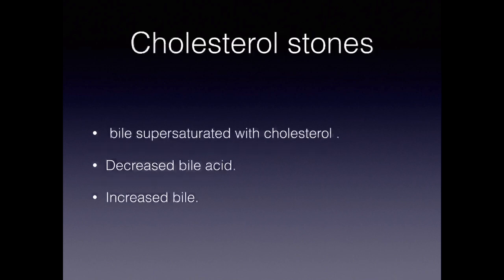Now, let's talk about cholesterol stones. For details, go to the previous video. We will be explaining more in that one. This is just a review of the last video. Cholesterol stones are formed when the bile is supersaturated with cholesterol, which results from decreased production of bile acid and increased cholesterol output in bile, or both. The excess cholesterol may form into crystals and eventually those will form into stones.